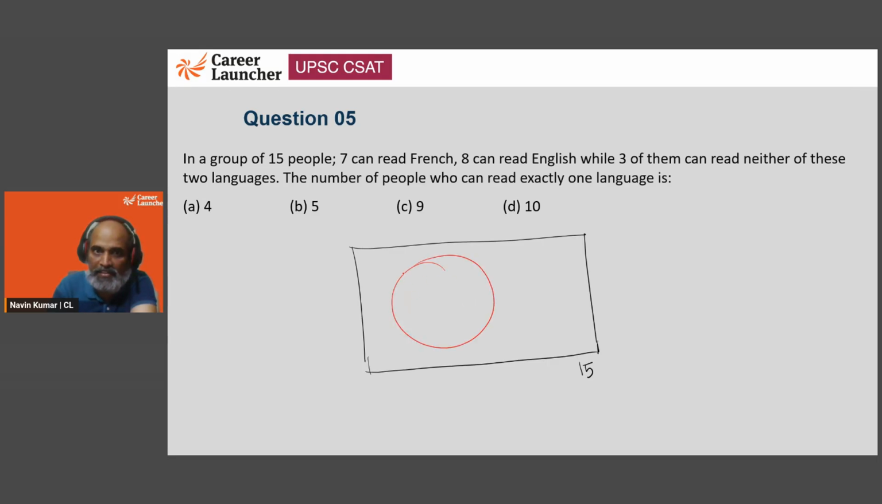Then let's take the red circle for French people, where there are 7 of them. Then let's take the blue circle for English, and for English we have got 8 of them. And then the question says 3 of them can read neither of the two languages. So these are the people who can read only French. These are the people who can read French and English both. These are the people who can read only English. These are the people who can read neither English nor French. This is what 3 is going to be.